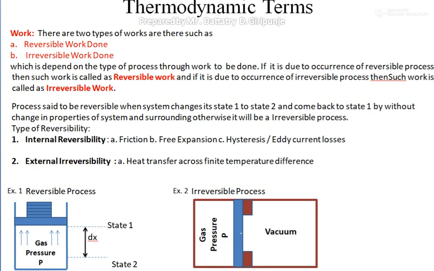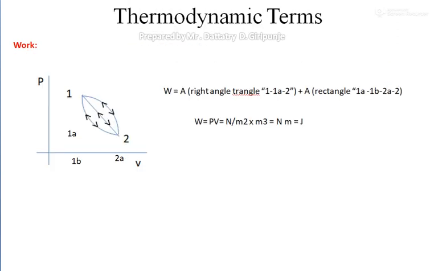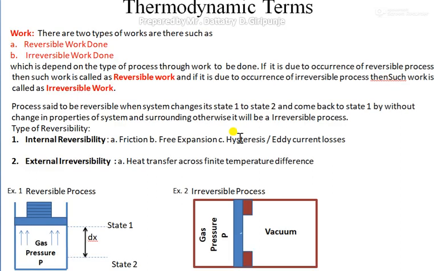in the previous slide we have seen different paths, this path. If this path is reversible, then we can say the process is reversible and the work done due to that process is reversible work done. If this path is irreversible, then the work done due to this irreversible process is irreversible work done. Similarly, the same way, reversible and irreversible work done are there.